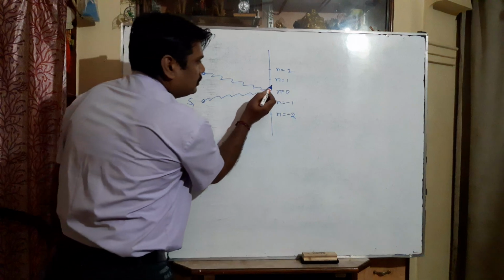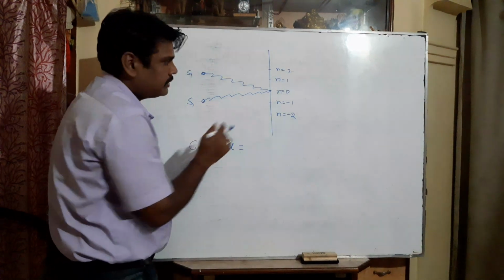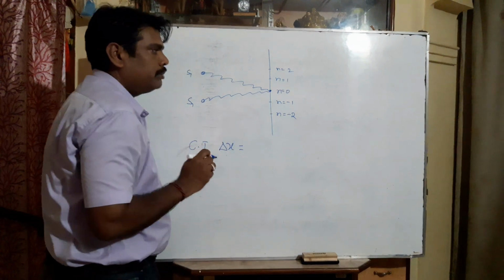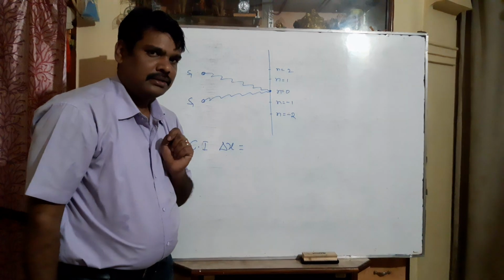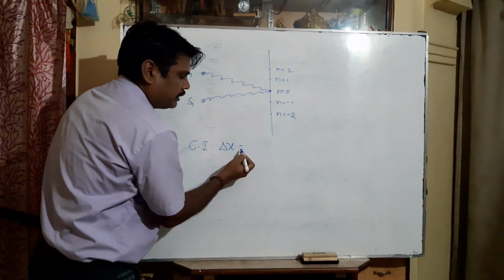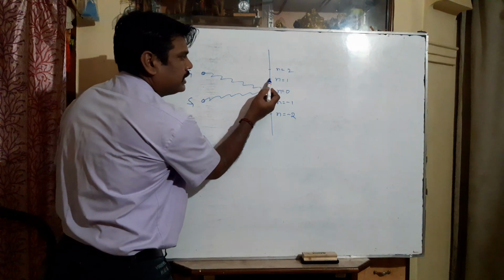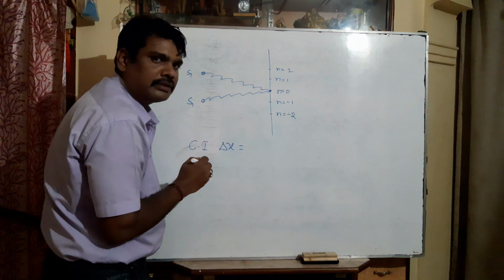Here n is equal to 1, n is equal to 2, there is some path difference. Here the path difference is 0. It means exactly at this point, 100% you will get constructive interference. Clear? So this is the point where the constructive interference is obtained. Similarly, at this point also we will get constructive interference, and this point also.